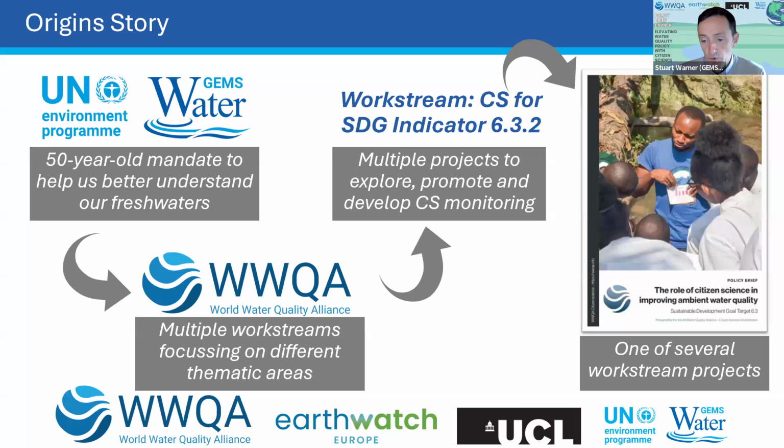Because GEMS Water, as part of its mandate, delivers on capacity development. It hosts the GEMS Water Data Center in the Federal Institute of Hydrology in Germany, in Koblenz. And also within UNEP, GEMS Water is the implementing program for SDG Indicator 6.3.2. And it was through this implementation that we realized what a huge, big data gap there is in in situ data. And citizen science serves as an opportunity to help fill that data gap, amongst lots of other benefits as well. So this policy brief that is being launched today is one of several projects that came out of this working group.